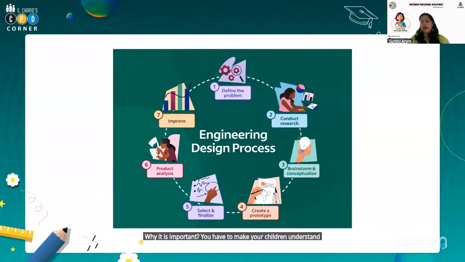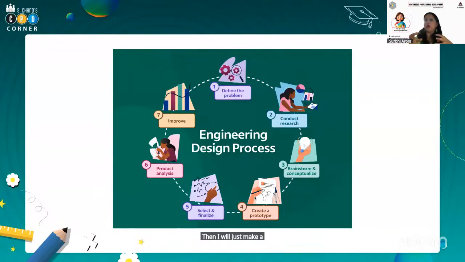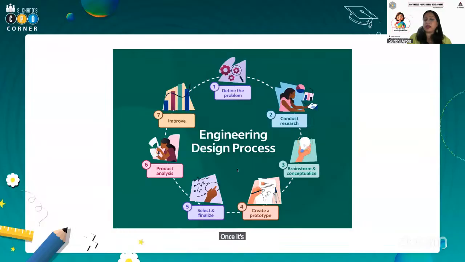Supposing I intend to create a car, I will not go ahead and bring up all kinds of materials and start making a car. I will first make a paper design, and then I will use some digital tools. I will make a digital design, and then test it through certain simulations. Then I will make a design out of fabric or some kind of vinyl material to test the aerodynamics and see if it's a good design or not. Once it's okay, then I finalize and make my final product.